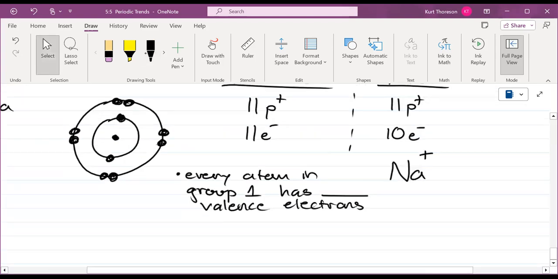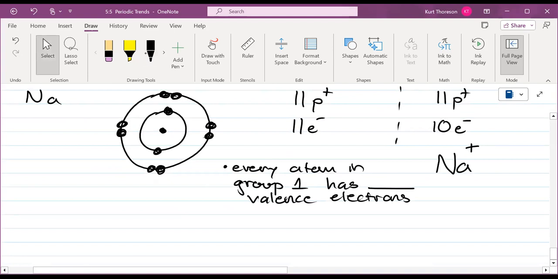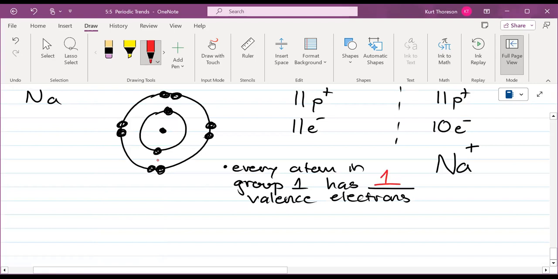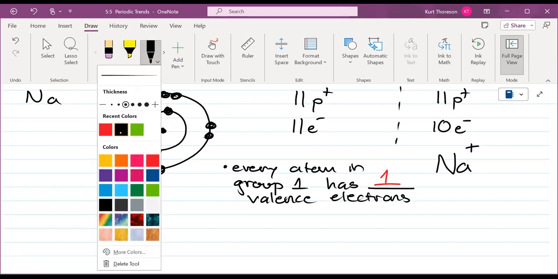Okay, see if you guys can fill in the blank. Every atom in group 1 has blank valence electrons. How many? 1.